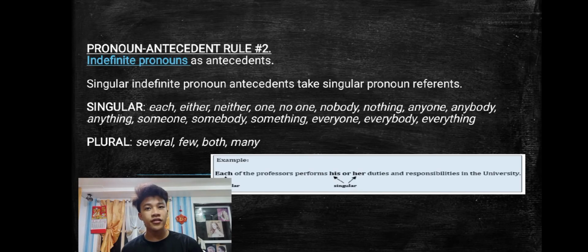Rule number 2 is the indefinite pronoun as antecedent. A singular indefinite pronoun as antecedent takes a singular pronoun referent. The singular indefinite pronouns are each, either, neither, one, nobody, nothing, anybody, anything, someone, somebody, something, everyone, everybody, everything, and so on. The plural indefinite pronouns are several, few, both, and many. Like this example: Each of the professors performs his or her duties and responsibilities in the universities. The highlighted text is each, the singular word, and another singular is his or her.